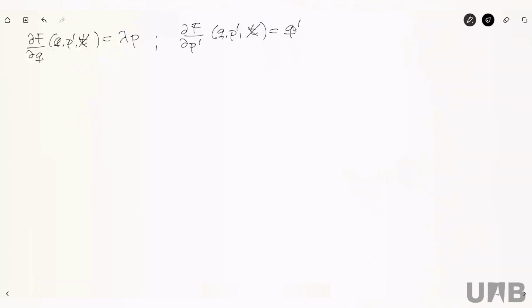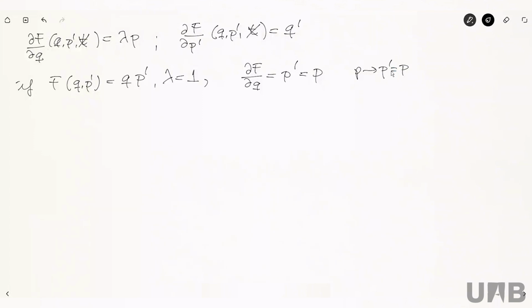So if we choose f of q and p prime equal to q p prime, as simple as this, with unit valence, so we don't even need a valence, then it is immediate to check that, of course, the derivative of f with respect to q is p prime, but on the other hand, it is lambda p, which is p. So that means that we go from p to p prime. So this justifies that we're going to p prime, which is the same as p.